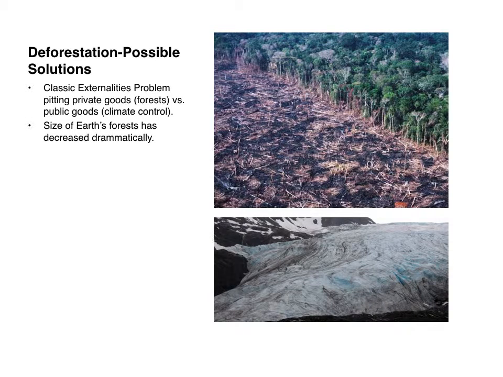Now, the size of the Earth's forests has decreased dramatically. It has fallen from 7.1 billion acres to 3.5 billion acres, so basically cut in half. An estimated 80,000 acres are cleared every day. The World Resources Institute estimates that a species becomes extinct every 15 minutes due to deforestation. So it is a lot.